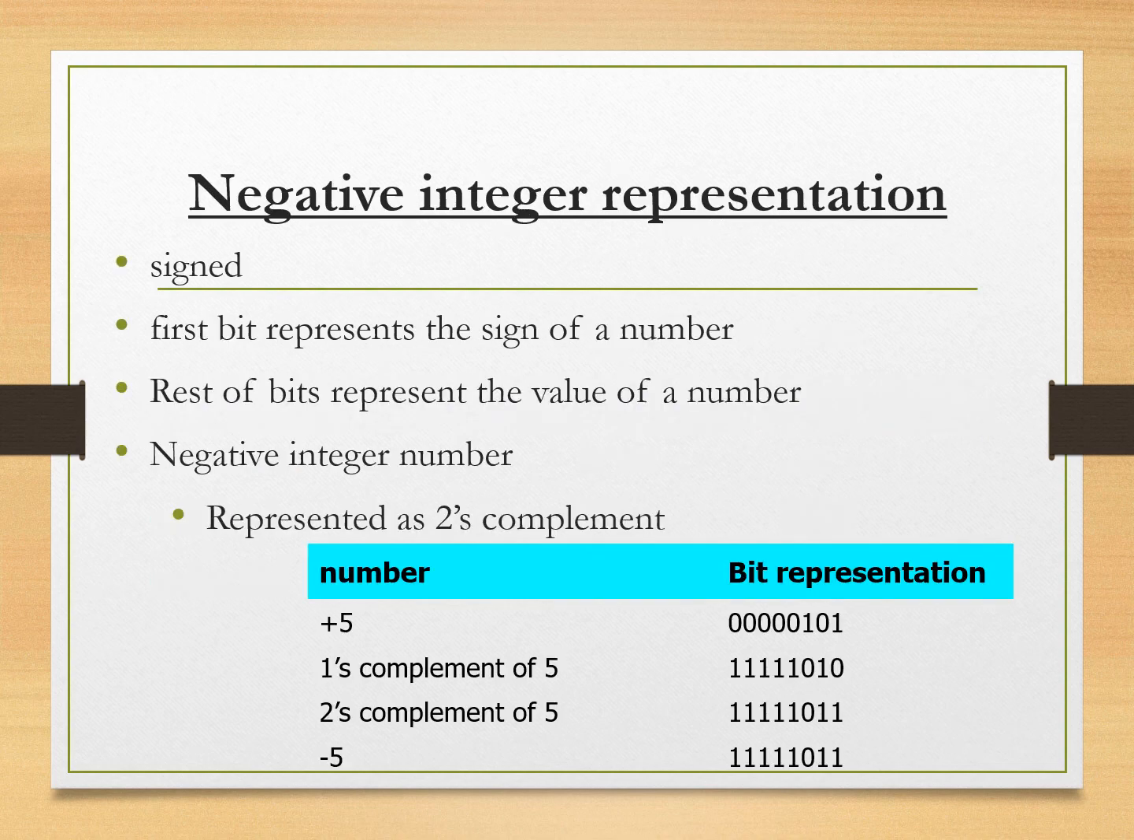Negative integers are represented using signed in front of the data type declaration. An example of representing a negative integer is given below.